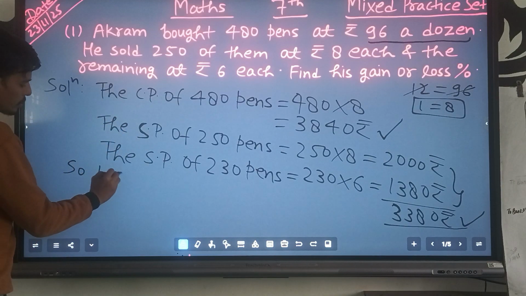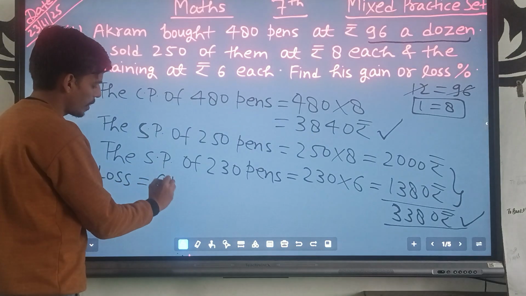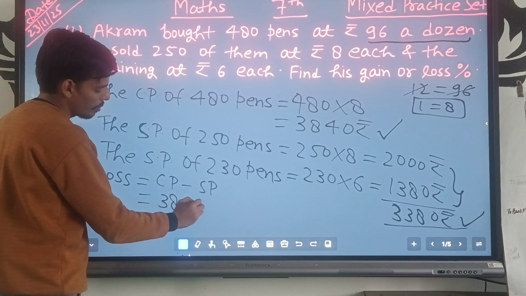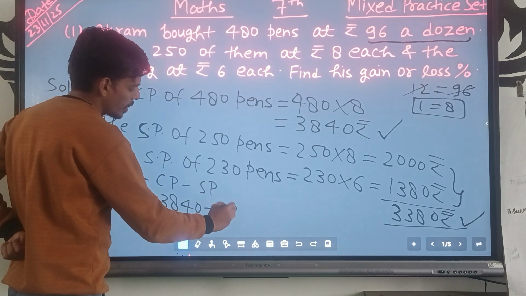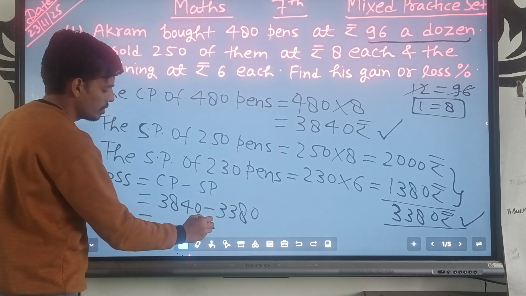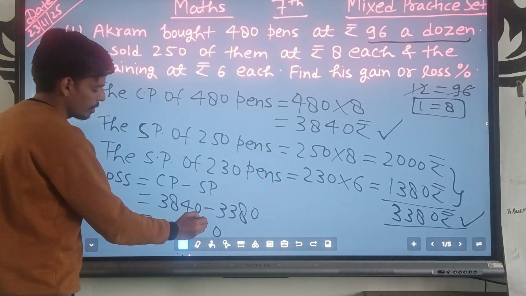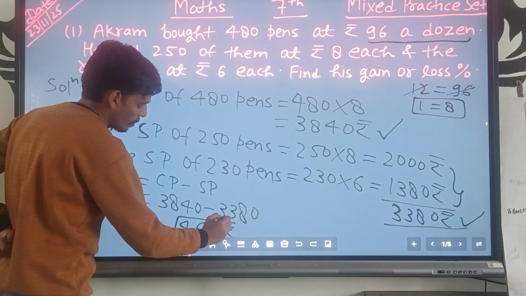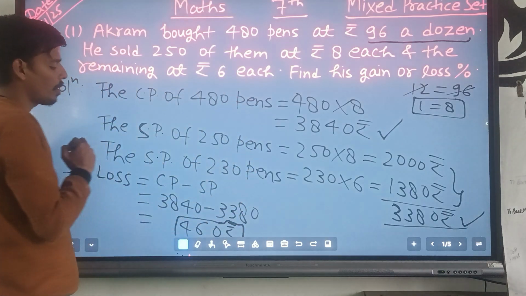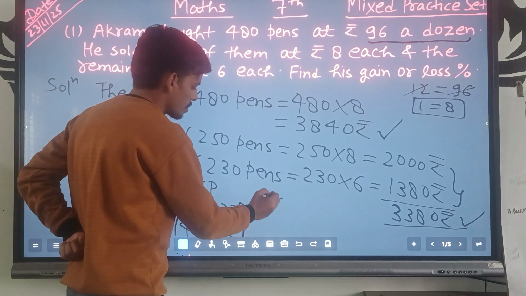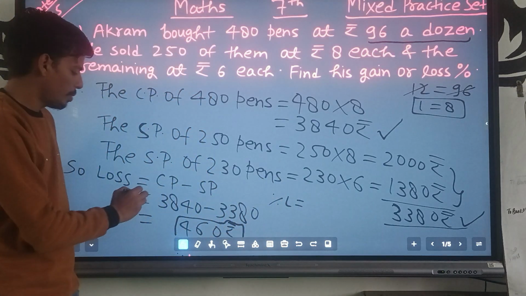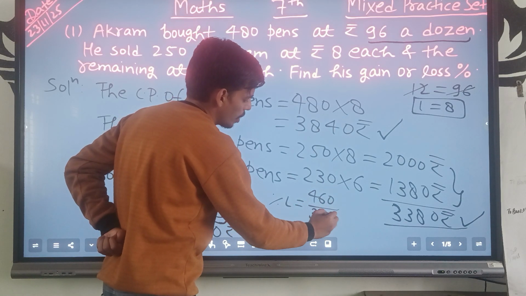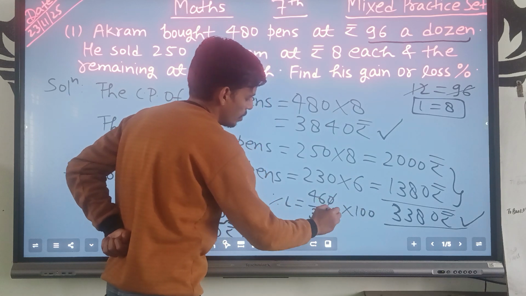So loss equals CP minus SP. The value of CP is 3,840 minus the value of SP, 3,380. So 0 minus 0, 4 minus 8, 7 minus 3, 4. 460 rupees loss. It is a loss. Now we find loss percent. So percent loss equals loss upon CP into 100, which is 460 upon 3,840 into 100. 0 0 cancel.